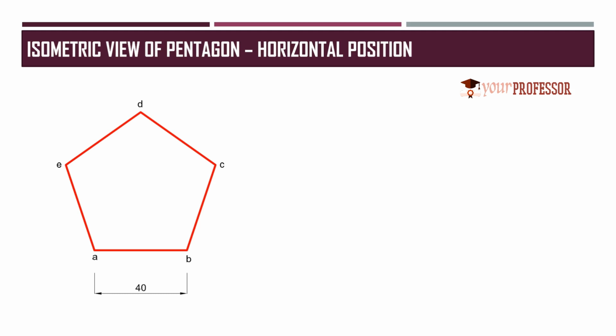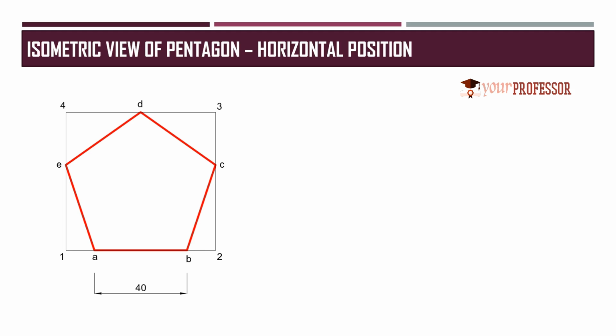Before constructing the isometric view of pentagon in horizontal position, we need to enclose this pentagon in a rectangle. For that, draw a line passing through AB, nothing but a horizontal line passing through AB like that. Now draw a vertical line passing through C, a horizontal line passing through D, and a vertical line passing through E. We have enclosed the pentagon in a rectangle. You can name the corner points as 1, 2, 3, 4.